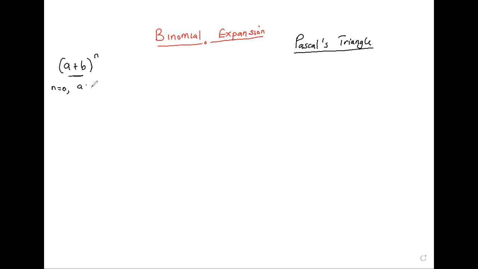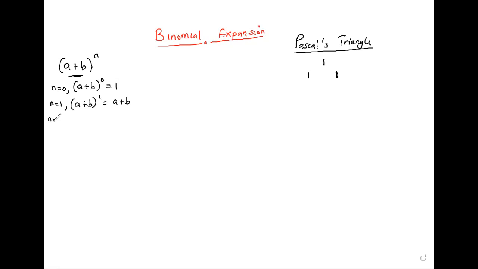So you have a plus b to the power 0. Well, we all know it's 1. So you put a 1 there. And then you come and say, what about when n is 1? You have a plus b to the power 1, which is a plus b. So the coefficient of a is 1, the coefficient of b is also 1. So you place the first one there as a pivot, and then the other ones are coming on the sides.